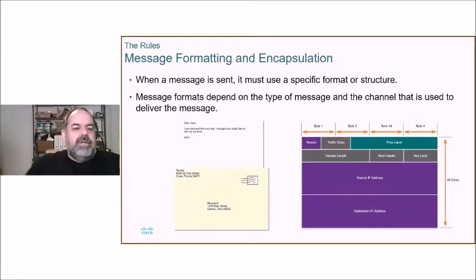Okay, so when a message is sent, it must use a specific format and structure. Message formats depend on the type of message and the channel that is used to deliver the message. So I did mention envelopes earlier, and an IP packet is very much like an envelope. We have a destination IP address, which is the recipient's address, and then there's a source IP address, which is the guy who sent the letter, and other information just so they can keep track of one another. And looking at the size of the IP addresses, I'm assuming these are IPv6 addresses.